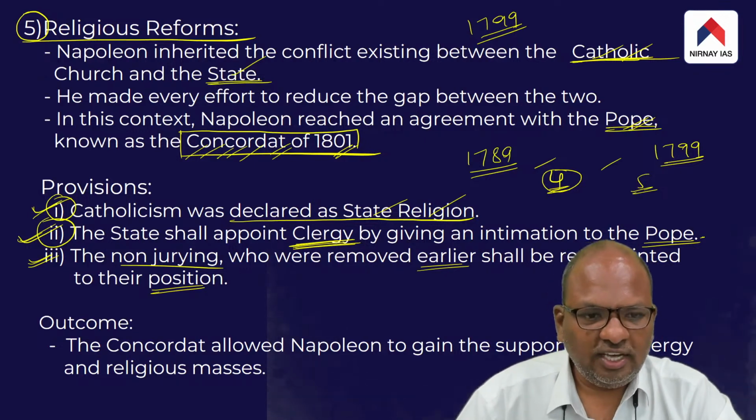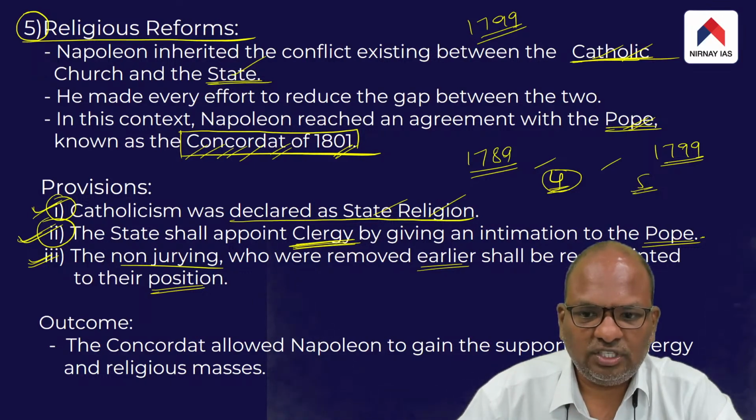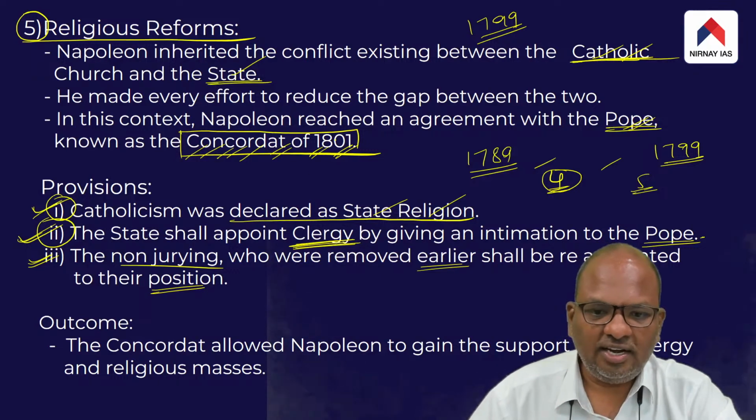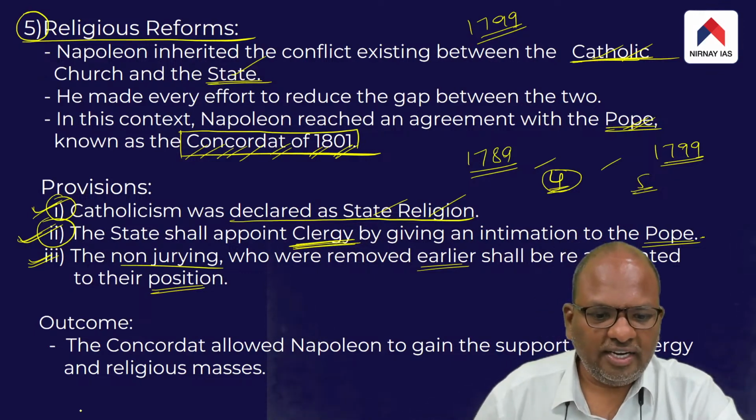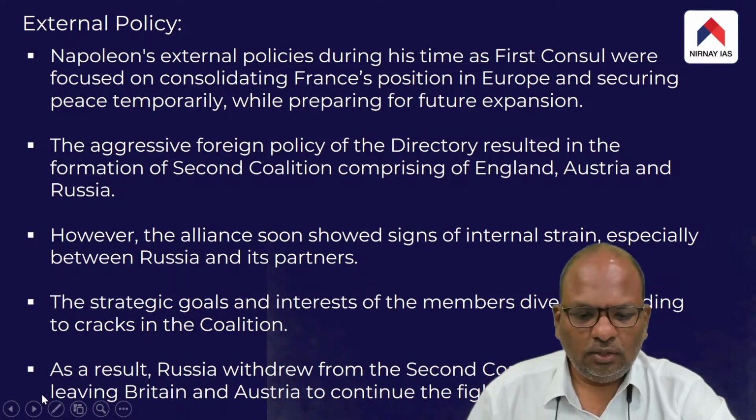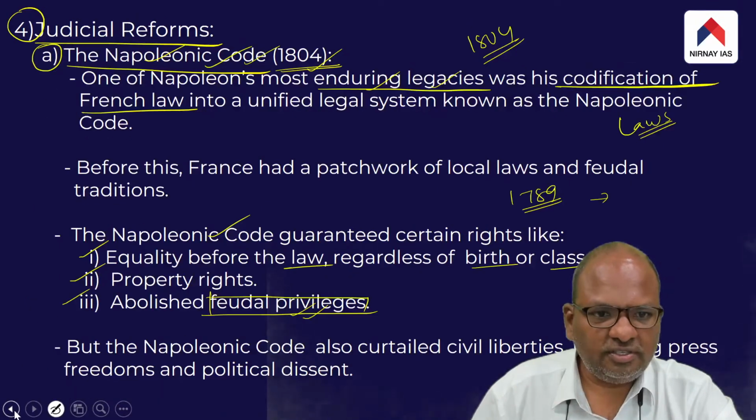Fine. So basically, in simple terms, the conflict that was going on between the Catholic Church and the state since the outbreak of the French Revolution came to an end with this agreement reached in 1801. That's the point. So this agreement is called the Concordat of 1801. So that's about the internal policies of Napoleon.